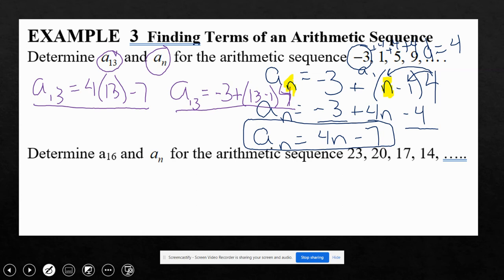We do 4 times 13, which is 52. 52 minus 7 is 45. So the 13th term, or the 13th number in our list of numbers, would be 45.